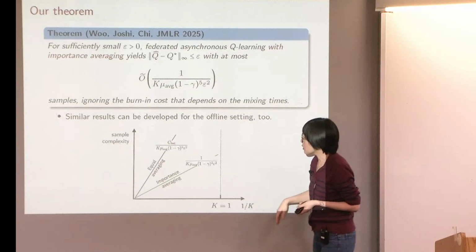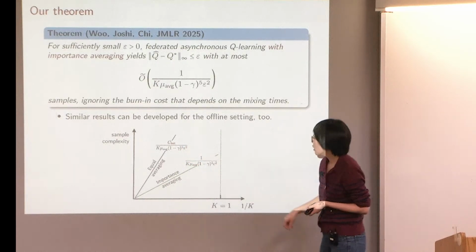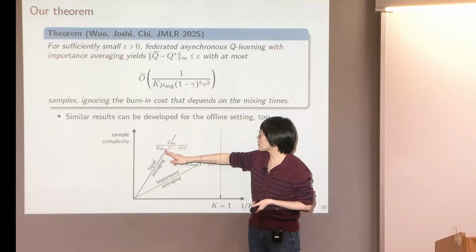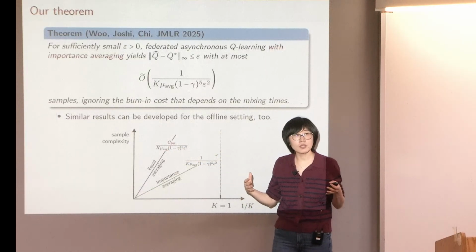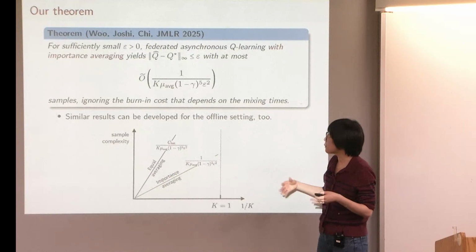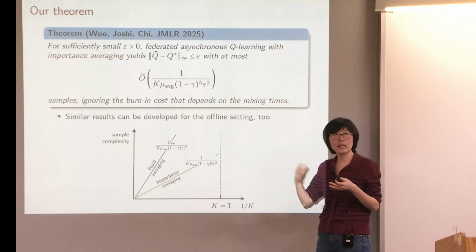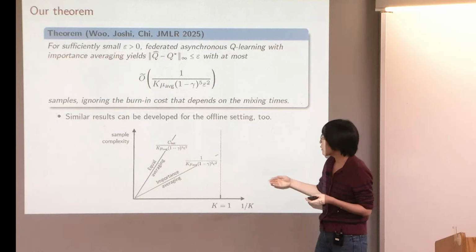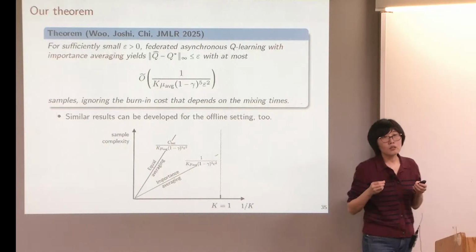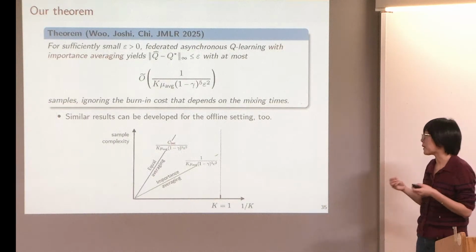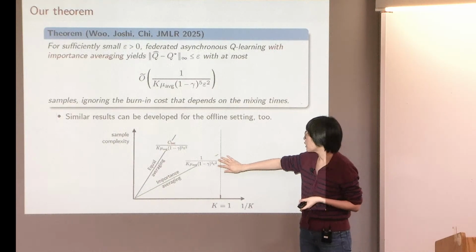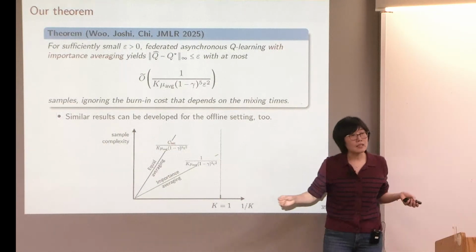So, putting things together in a picture: we show that if you do equal averaging, you still get a collaborative coverage benefit, but the sample complexity can be much worse, so you don't really have linear speedup. But if you design your importance averaging collaboratively, then you can always realize the benefit of collaboration and match the sample complexity you can achieve in the centralized regime.